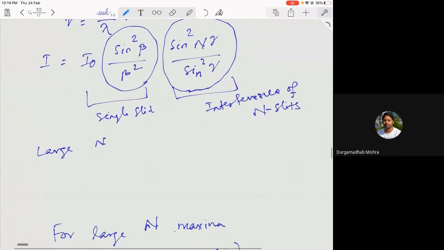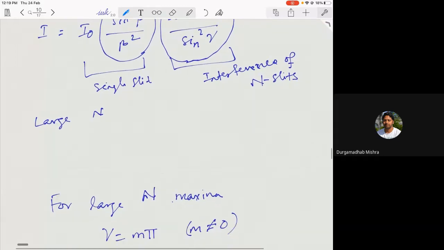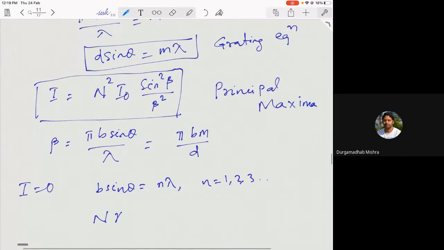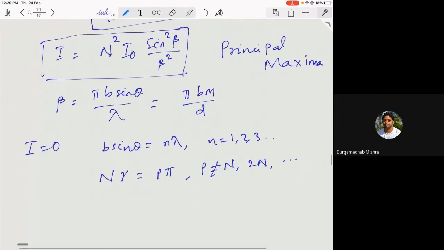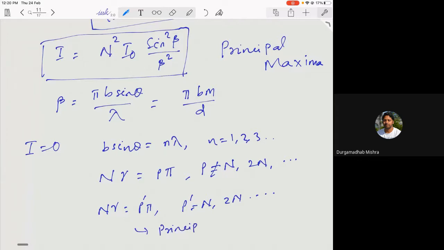So the interference part will make sure that intensity will be 0 when Nγ is equal to pπ, and p should not be equal to N, 2N, and so on. If p is equal to N, in that case you have a principal maximum. So if Nγ is equal to, let's say, p′π, and p′ is equal to N, 2N, and so on, that would correspond to a principal maximum that we saw earlier.